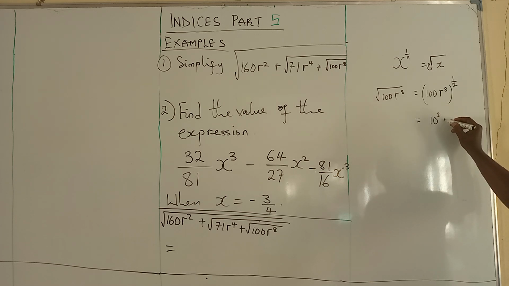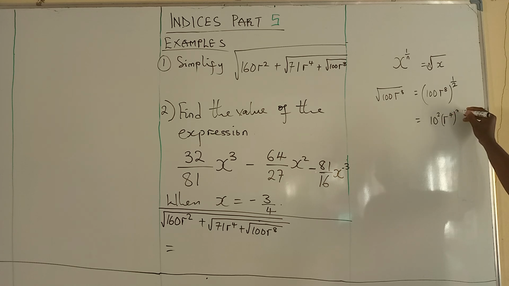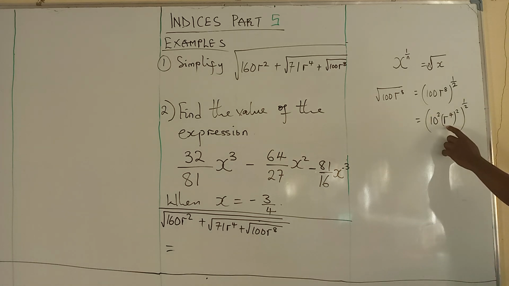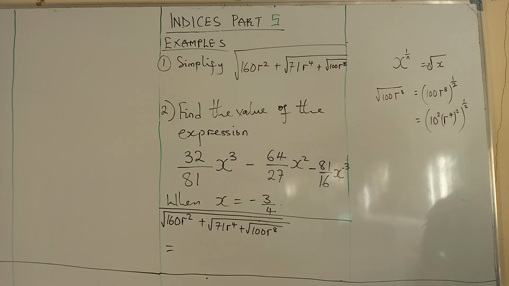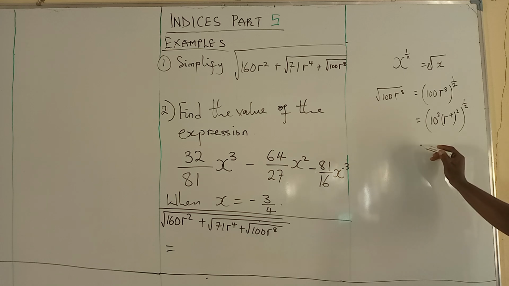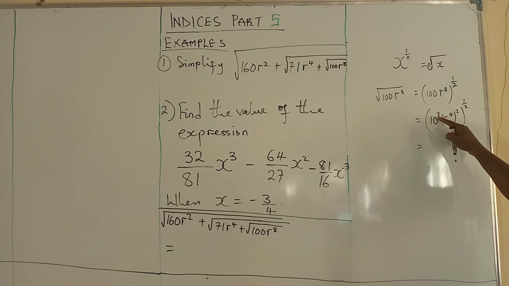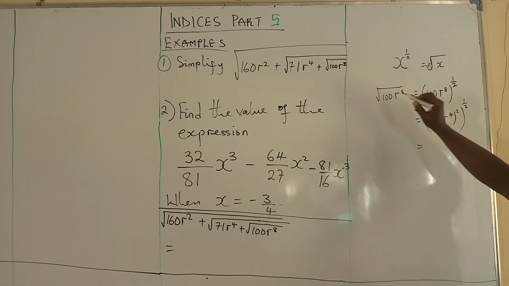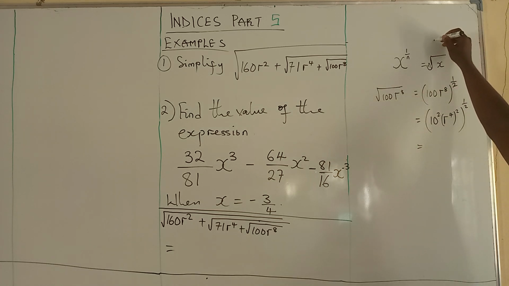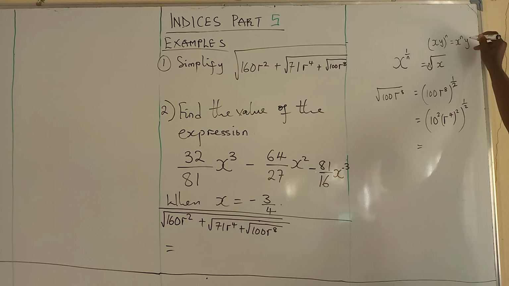r raised to power 8 can also be written like this: r raised to power 4, and then power 2 again, then everything raised to power 1 over 2. Look at it: r raised to power 4, 4 times 2 will give you r raised to power 8. Now, at this point, you can factor out the power 2. Still from our knowledge of indices, if you have an expression like this, x y raised to power n is the same thing as x to power n, y to power n.